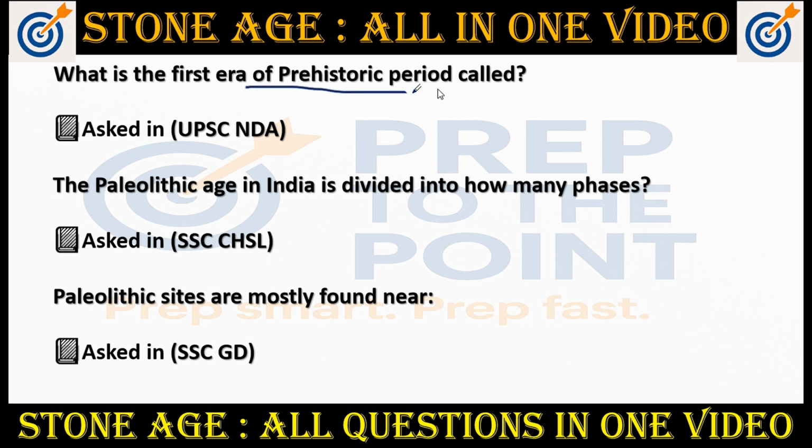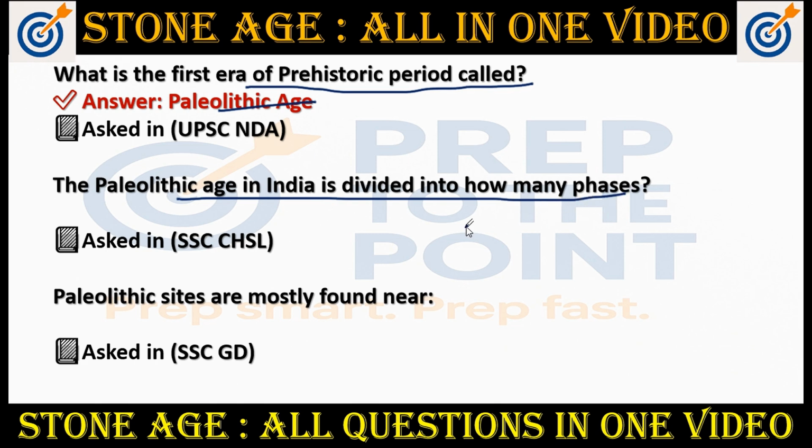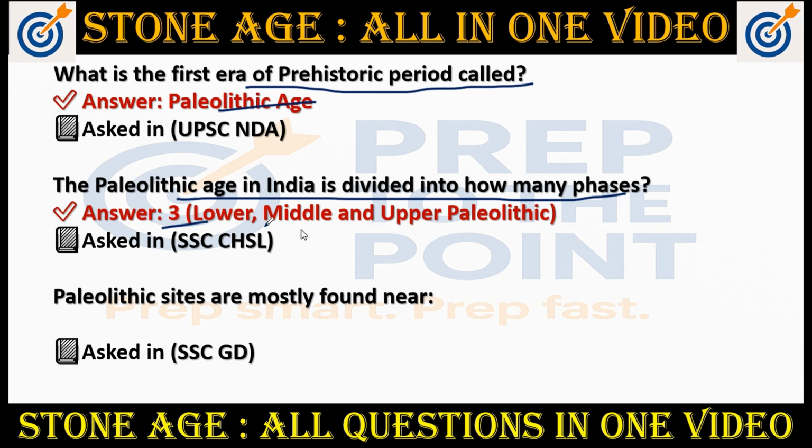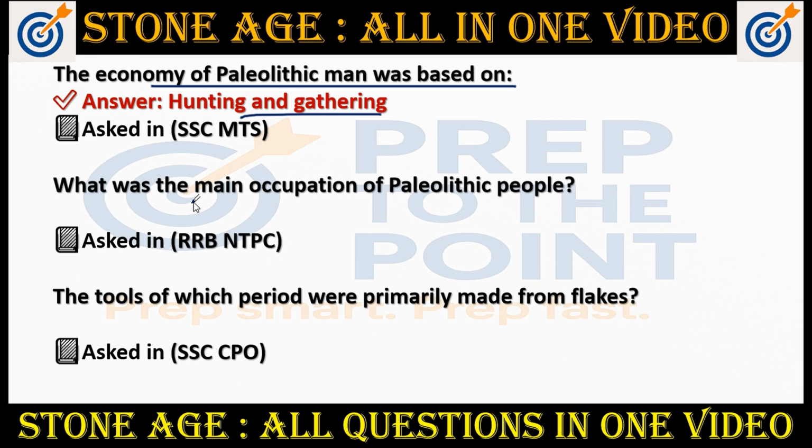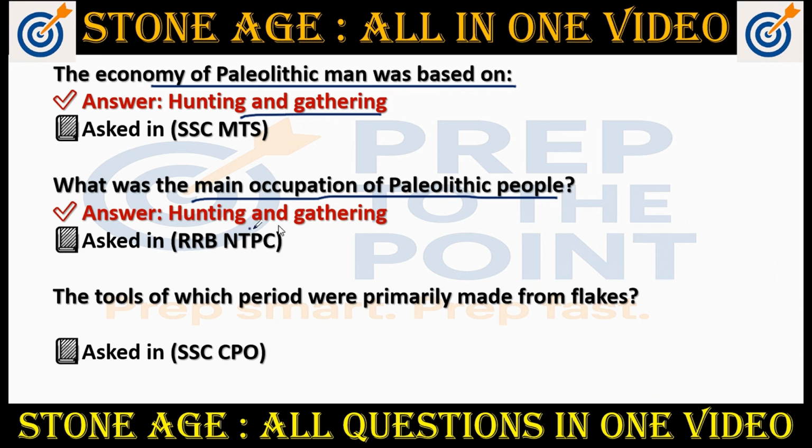What is the first era of prehistoric period called? Paleolithic age. The Paleolithic age in India is divided into how many phases? 3 phases: lower, middle, and upper Paleolithic. Paleolithic sites are mostly found near rivers. The economy of Paleolithic man was based on hunting and gathering. What was the main occupation of Paleolithic people? It was hunting and gathering.